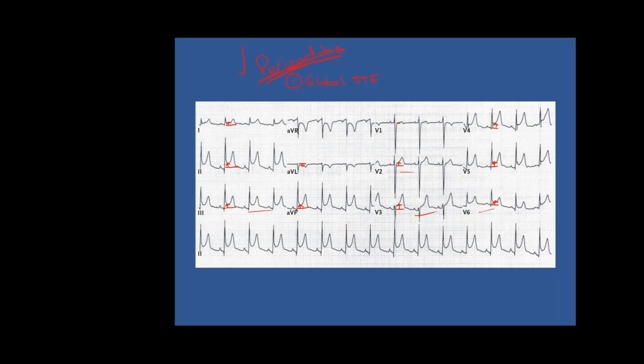People are saying tachy, 300, 150, 100. It's actually probably 90 there. Our heart rate's probably 90, so not particularly tachy.